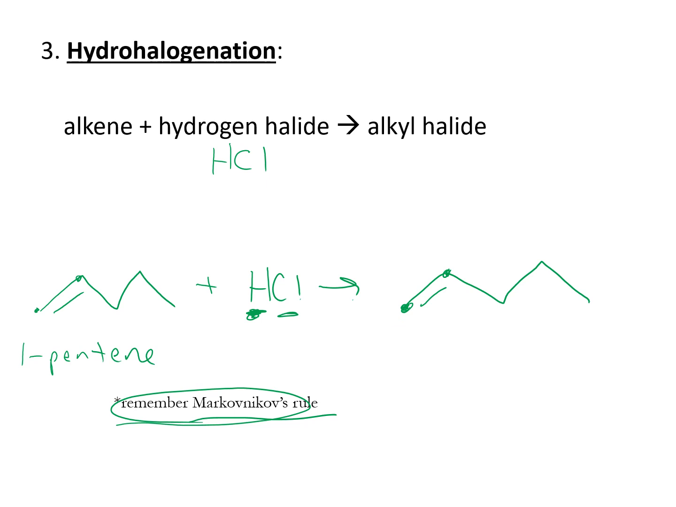So I'm going to get rid of those. When this double bond breaks, carbon number 1 gets the hydrogen, carbon number 2 will get the chlorine, according to Markovnikov's rule, and we will end up with 2-chloropentane as the product of this hydrohalogenation.